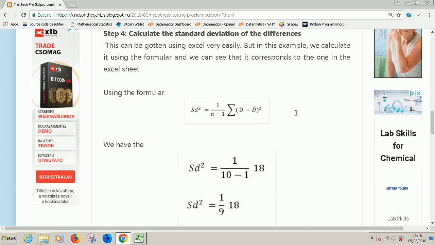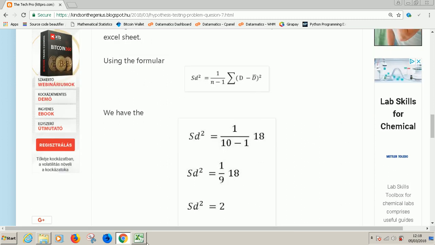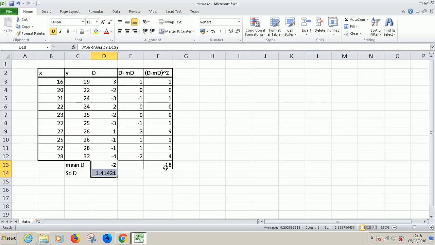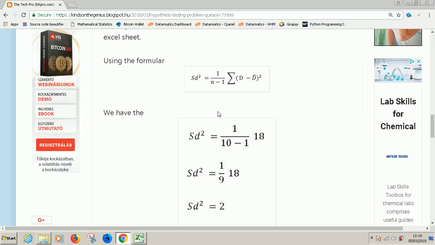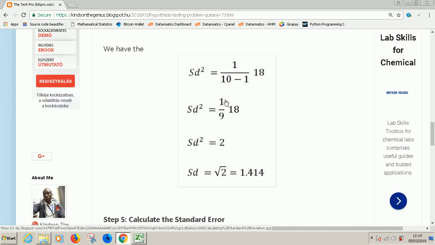Now we've gotten it using Microsoft Excel, but using the formula we have SD squared is equal to 1 over n minus 1 sigma (d minus d bar) all squared. So in our Excel sheet we have this to be the sum of (d minus d bar) squared, and we have n to be 10. So we have SD squared is equal to 1 over 10 minus 1 times 18. I hope this is clear. If not, let me know in the comment box below.